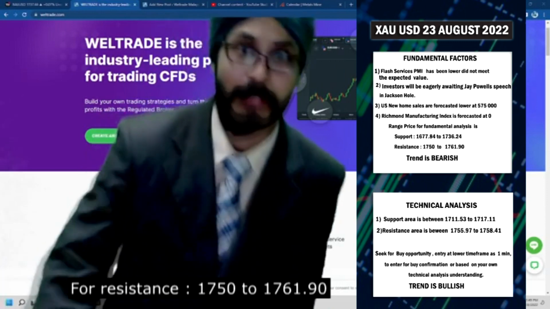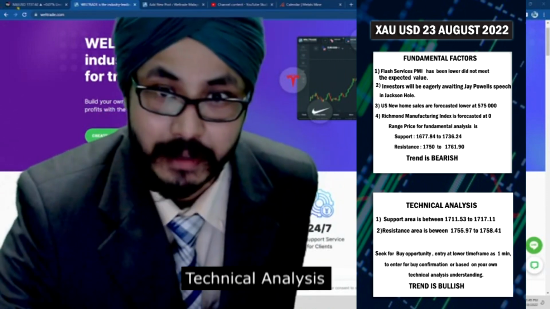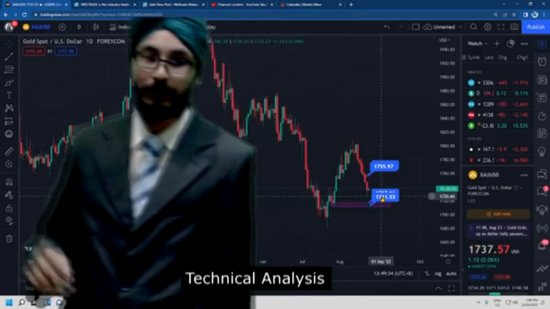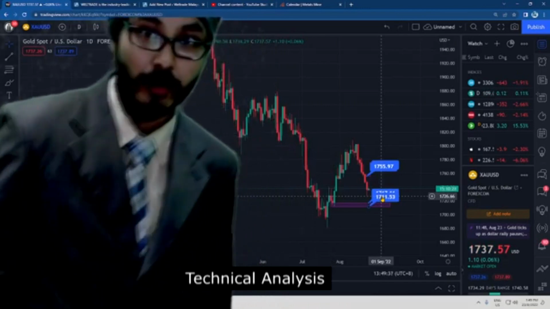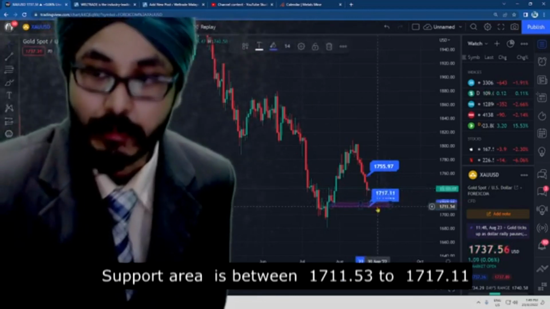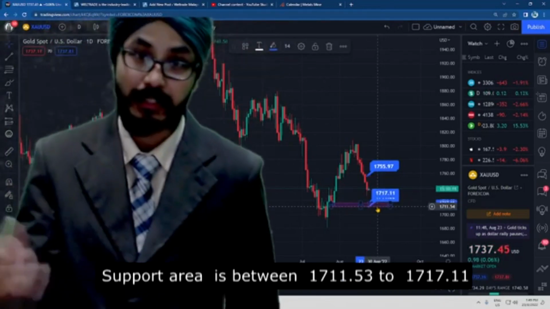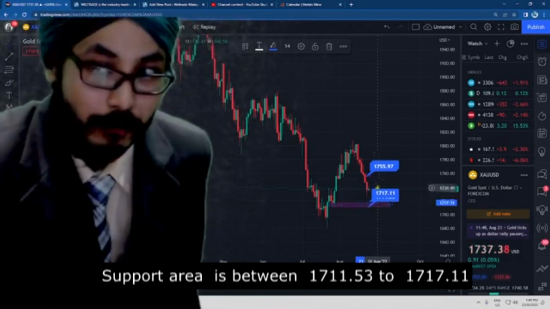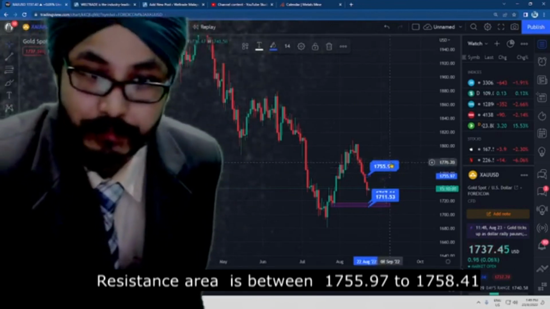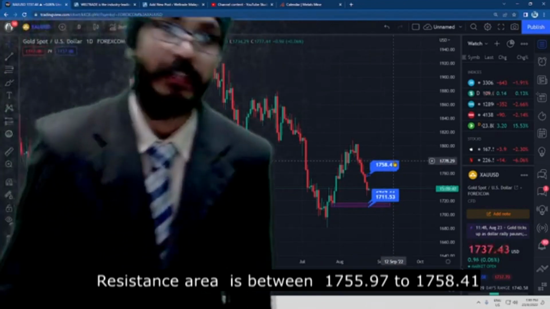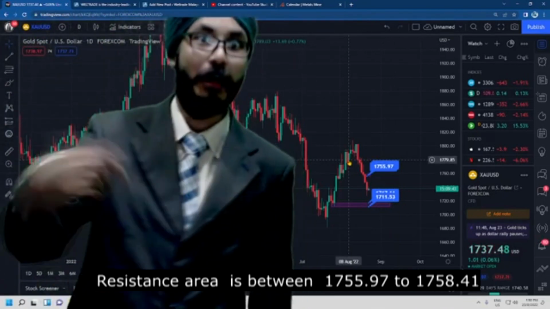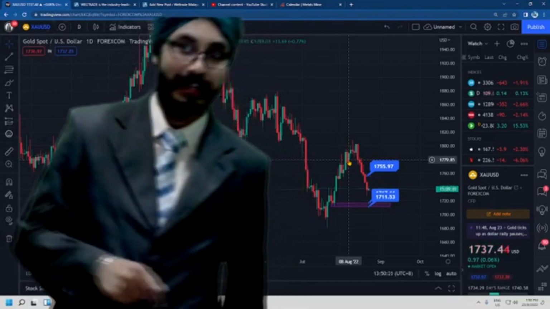Moving forward to our technical analysis, as we can see over here, we have two ranges as well. For technical analysis, our support at daily would be at 1711.53 to 1717.11. This is the support range that we are looking at. Looking forward for our resistance area, we are looking at 1755.97 to 1758.41. This is the range that we are looking at for our fundamental and also for technical analysis.